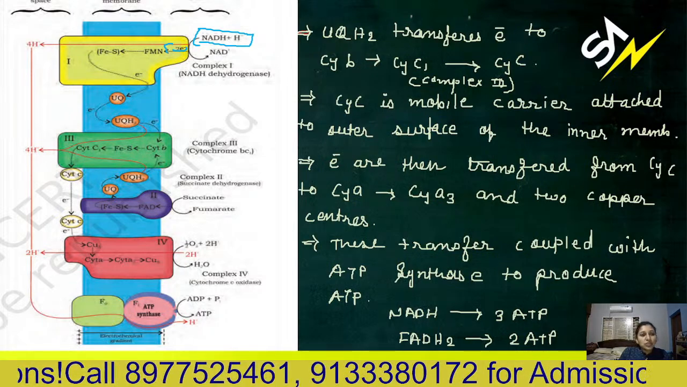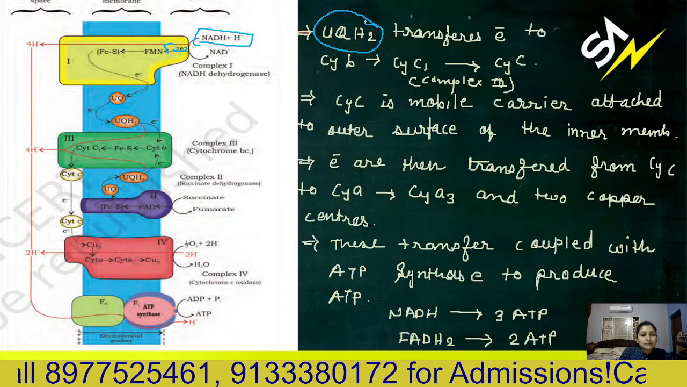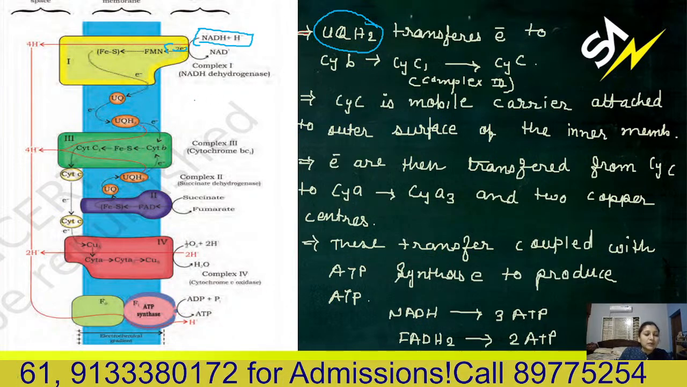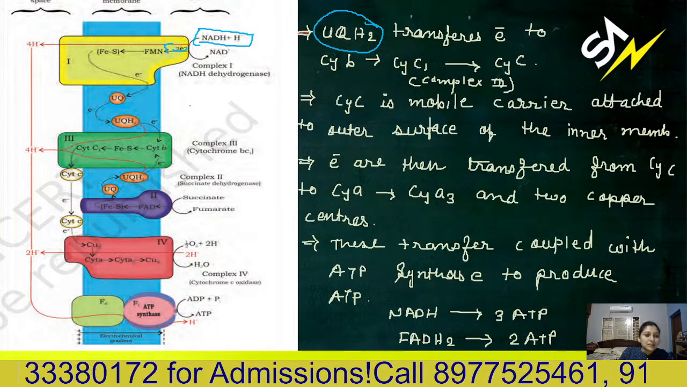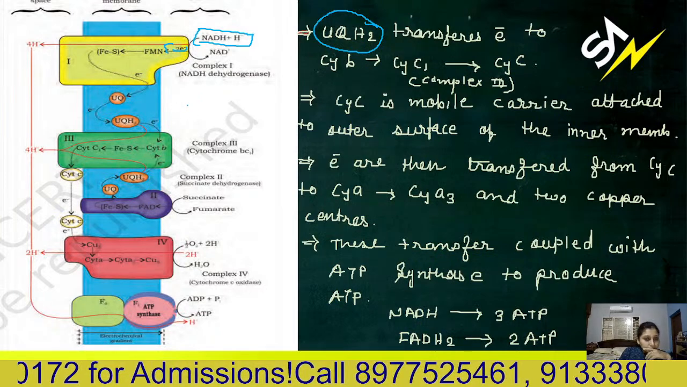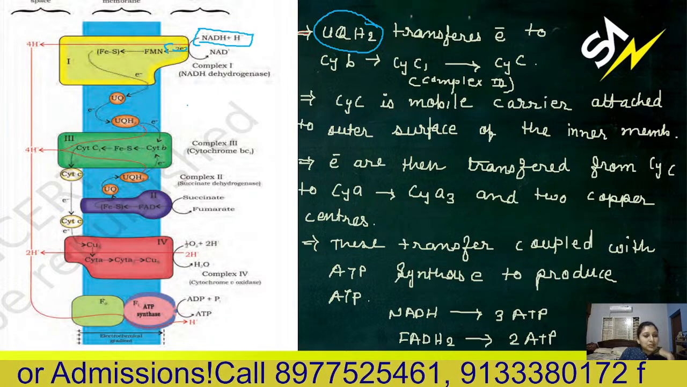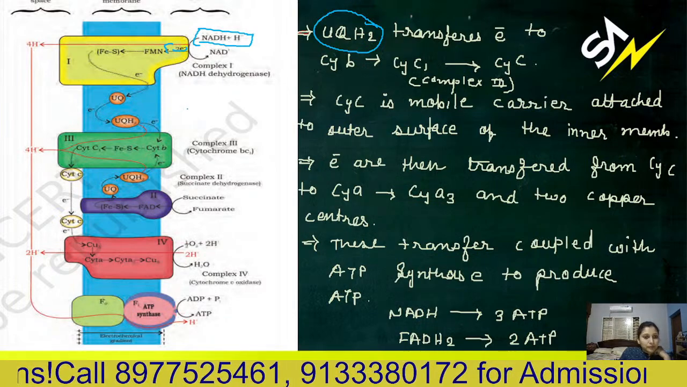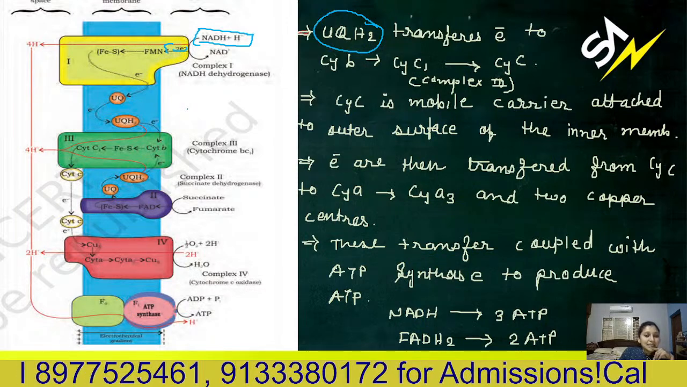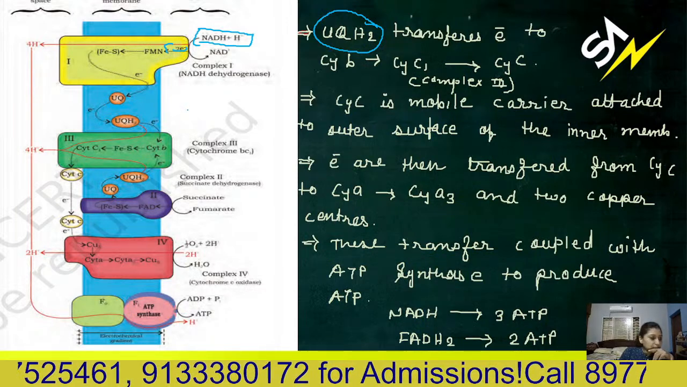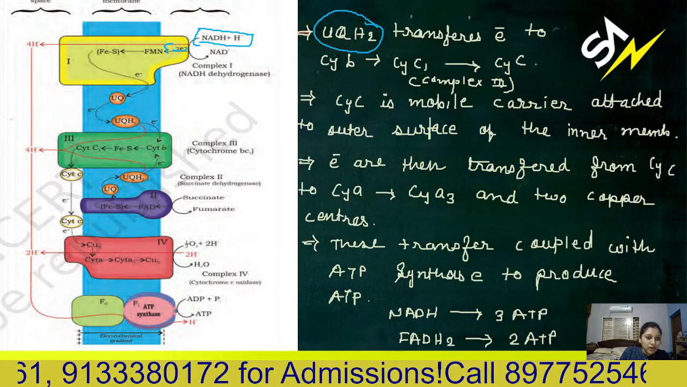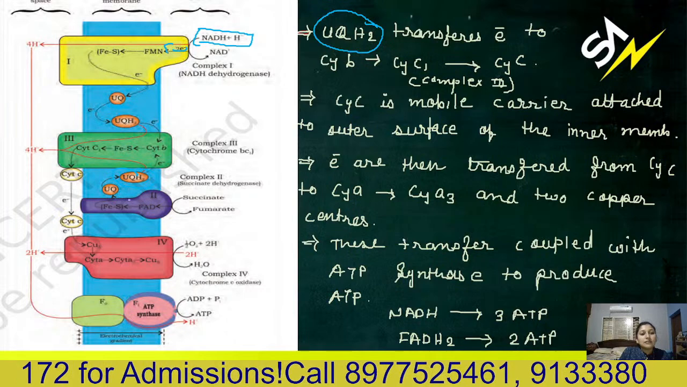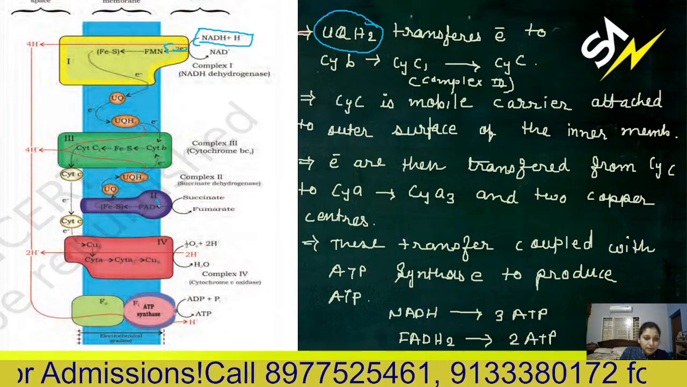This is what ubiquinol is. And the same ubiquinol will receive electrons from complex number 2, sorry, not complex 3, from complex number 2, by the succinate dehydrogenase enzyme. The same ubiquinone will receive electrons by this one.